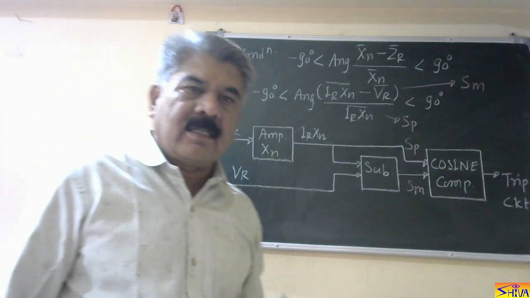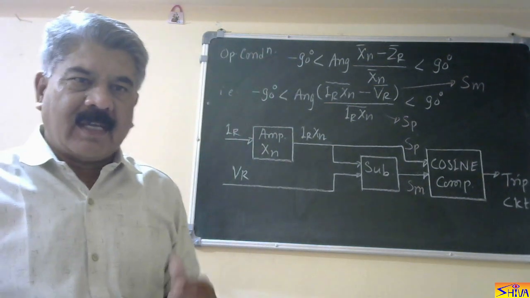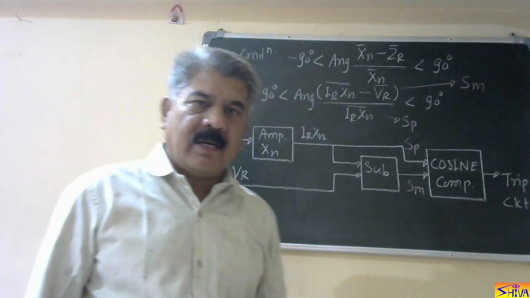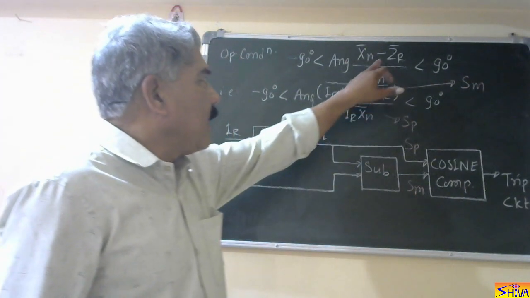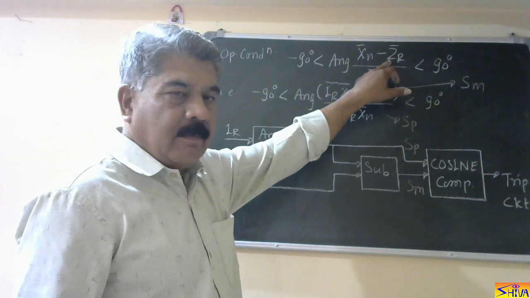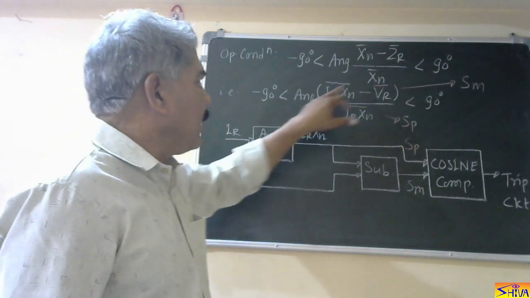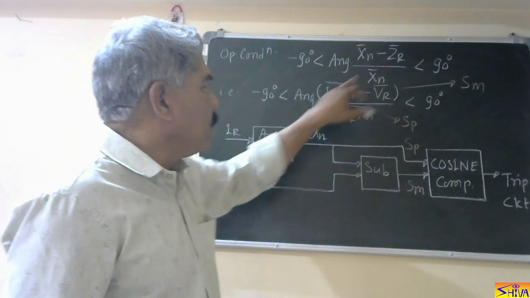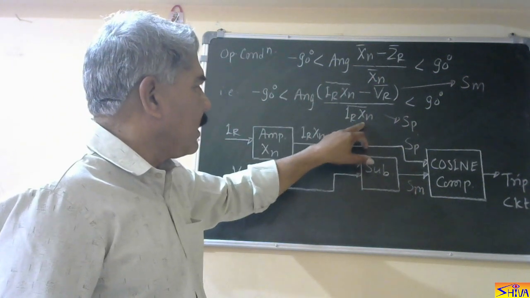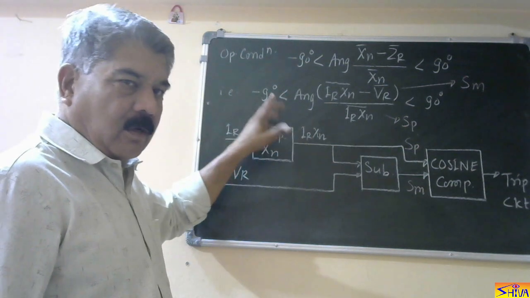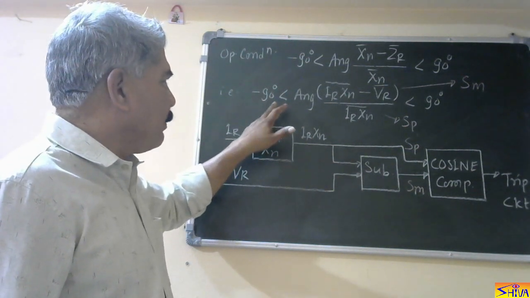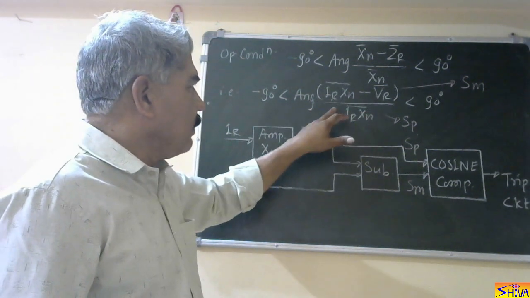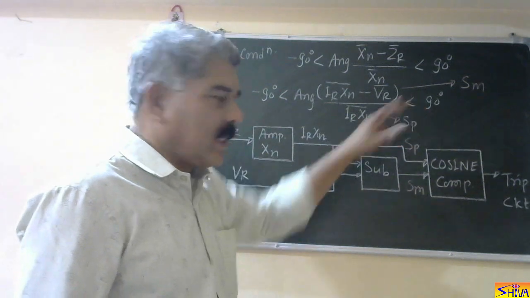Now Zr is the impedance measured by the relay, which can be written as VR upon IR. VR is the voltage measured by the relay and IR is the current through the relay. So we can replace Zr by VR upon IR. So we get IR Xn minus VR upon IR Xn. So the complete operating condition will be minus 90 degrees should be less than the angle of IR Xn minus VR with respect to IR Xn, and this should be less than 90 degrees.